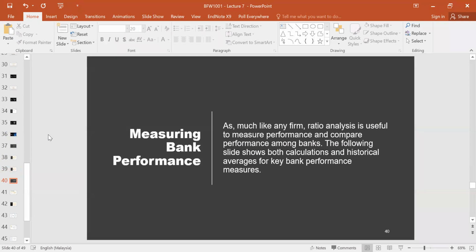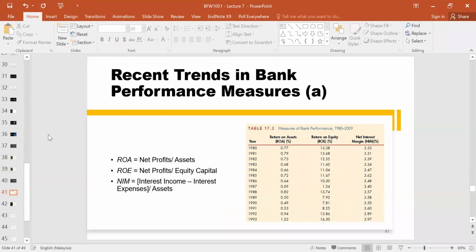So as is common with accounting, like any firm, ratio analysis has proven to be a very useful way of measuring and comparing performance within the banking industry. Key among these ratios are return on assets, ROA, return on equity, ROE, and net interest margin, NIM. Now this NIM is exclusive to the commercial banking institutions. It is the interest income minus interest expense, standardized by the size of the balance sheet, meaning total assets.